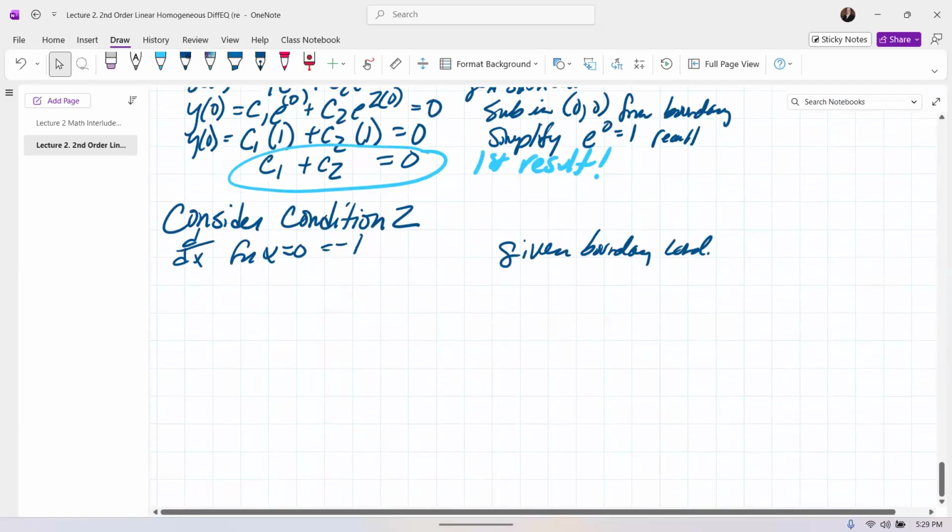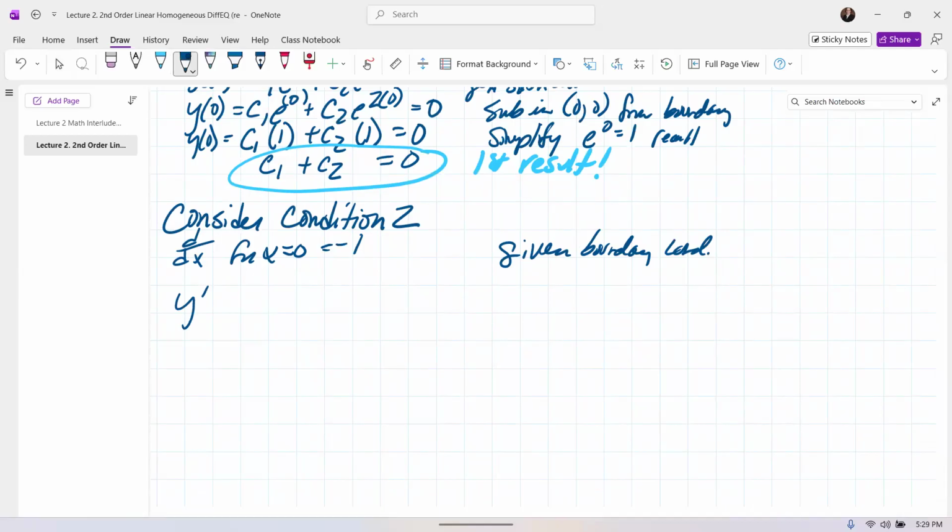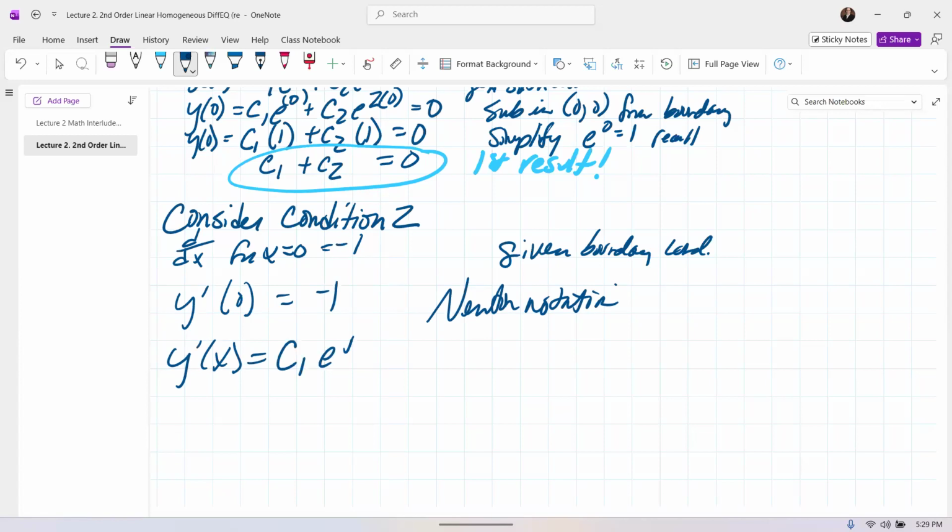All right. So what this says, and I'm going to use the Newton notation. Actually, I could even write this one in the Newton notation. Y prime of 0 equals -1. This is Newton notation of this one right here. I just wrote it in Newton. Now I'm going to do y prime of x equals. Now I'm actually copying from above. Y prime of x equals C1 e to the x plus 2 C2 e to the 2x. This is from above.